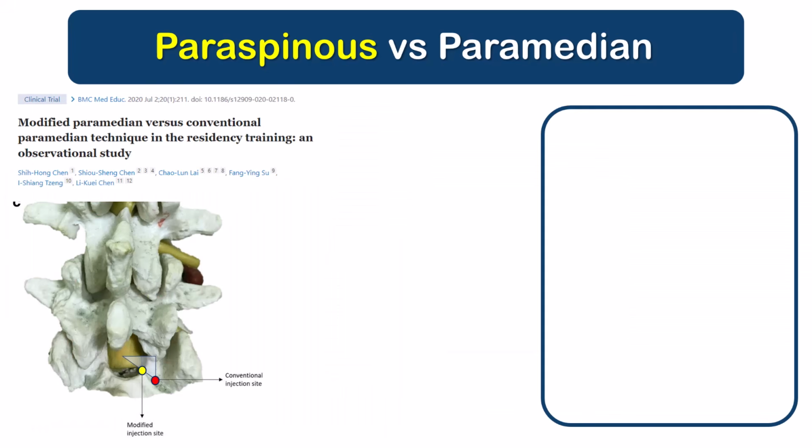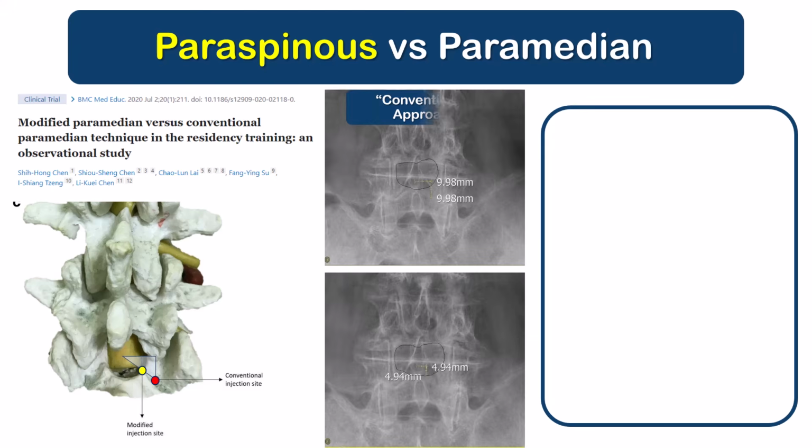The merits of this paraspinous approach are no longer just anecdotal. There is scientific evidence for it. In this RCT, Chen and colleagues compared what they called modified and conventional paraspinous approaches to obstetric neuraxial blocks. The modified approach involved needle insertion 0.5 centimeters lateral to the midline and 0.5 centimeters caudal to the spinous process, versus 1 centimeter lateral and 1 centimeter caudal in the conventional approach.